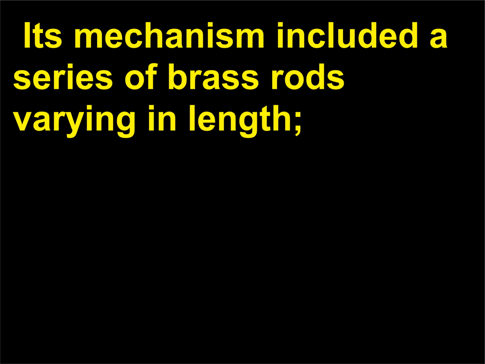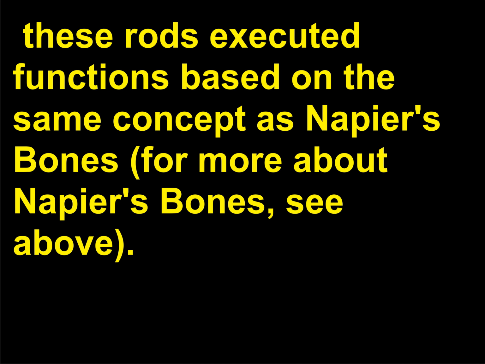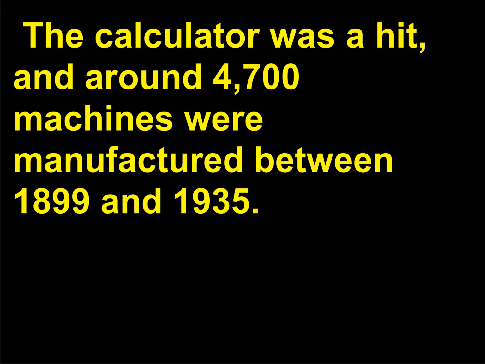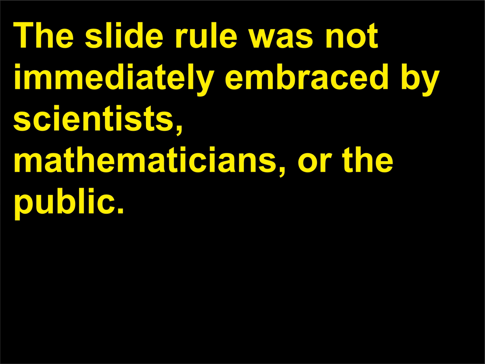Its mechanism included a series of brass rods varying in length. These rods executed functions based on the same concept as Napier's bones. For more about Napier's bones, see above. The calculator was a hit, and around 4,700 machines were manufactured between 1899 and 1935. The slide rule was not immediately embraced by scientists, mathematicians, or the public.